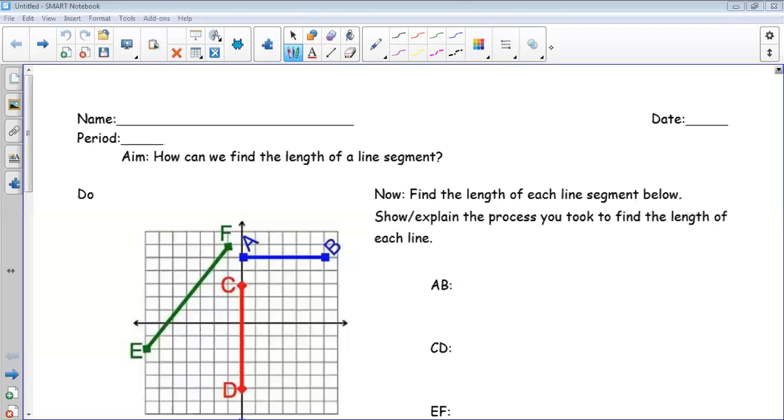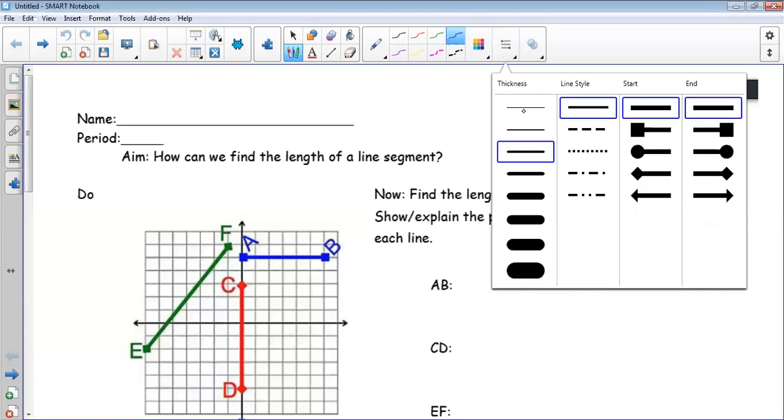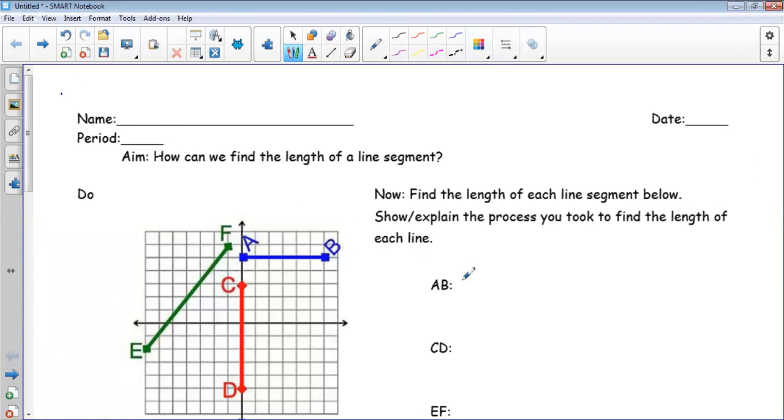Okay, here we are, Geometry Common Core, period 8, and we're doing the distance formula today. So I'm trying a new way of recording. I've never done it like this, but here we go. Find the length of each line segment below, and show or explain the process you took to find the length of each line.